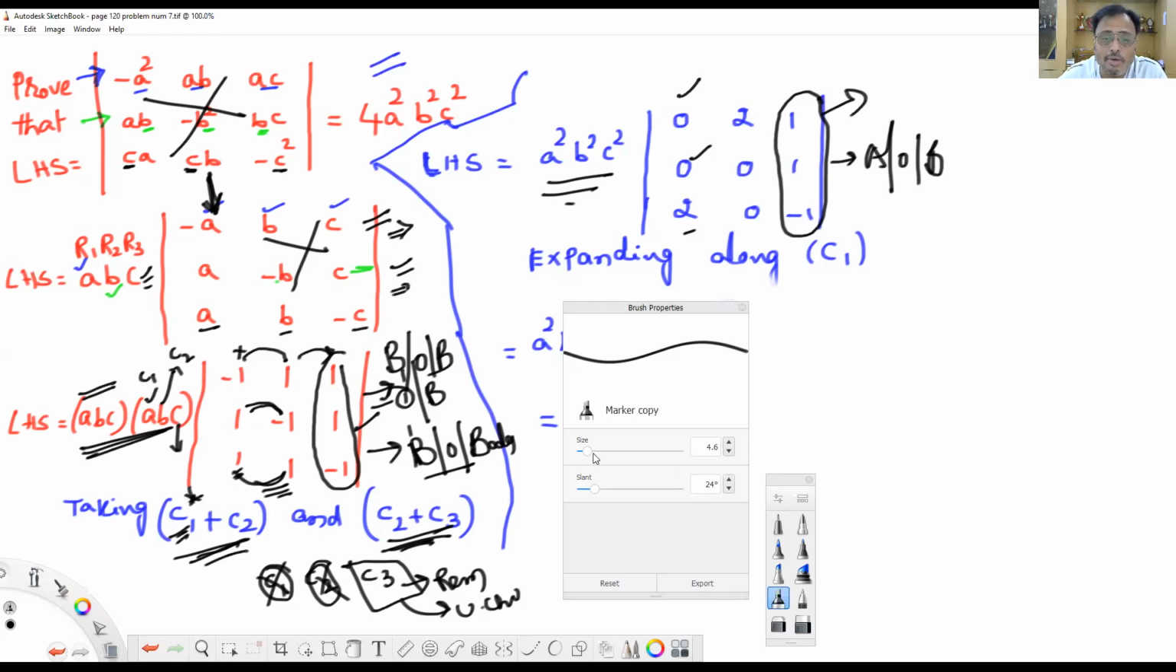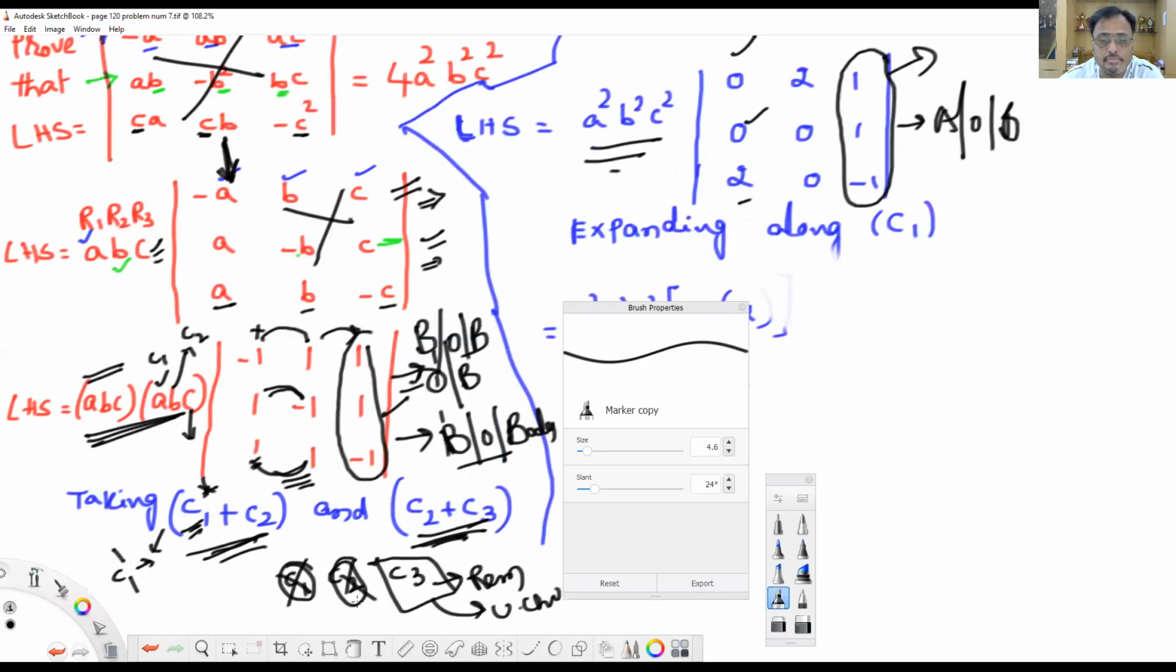Next, what is the second surgery? Now can you see that a new C1 is being formed? That's what some authors write like this: new C1. C1 dash means the new C1 after surgery. New C1 is formed by taking C1 plus C2. Okay, now look here.